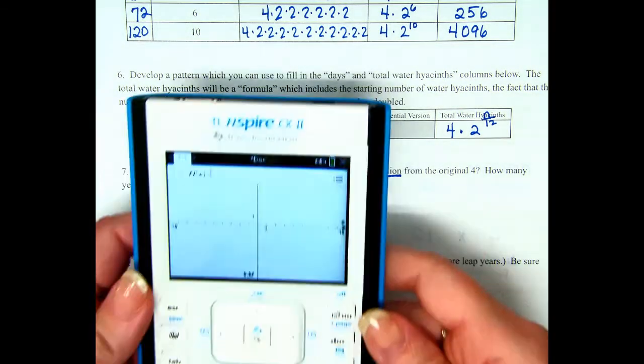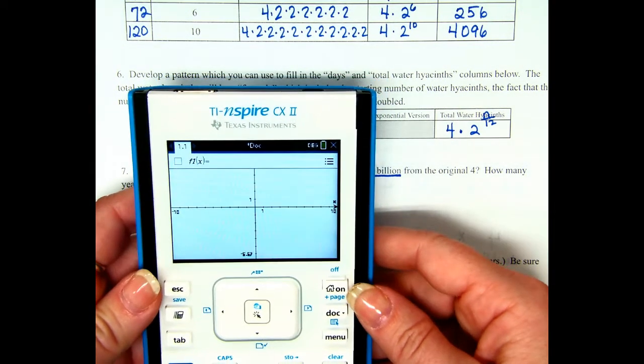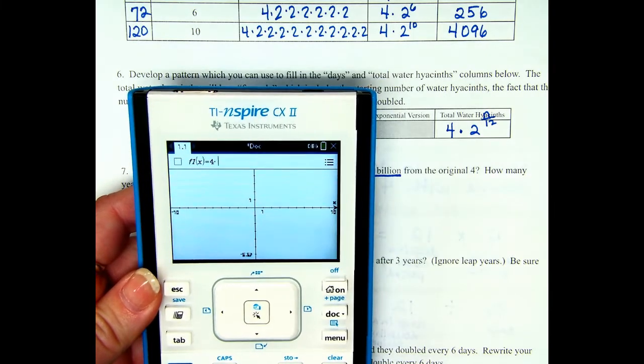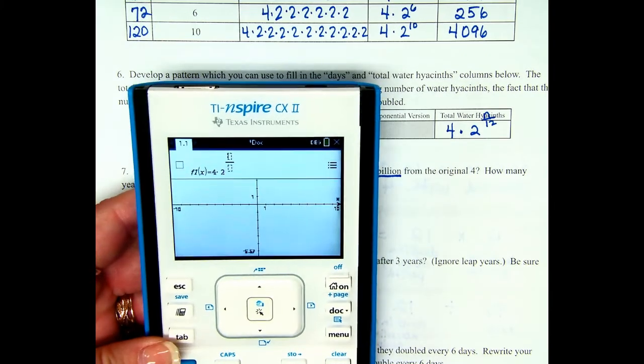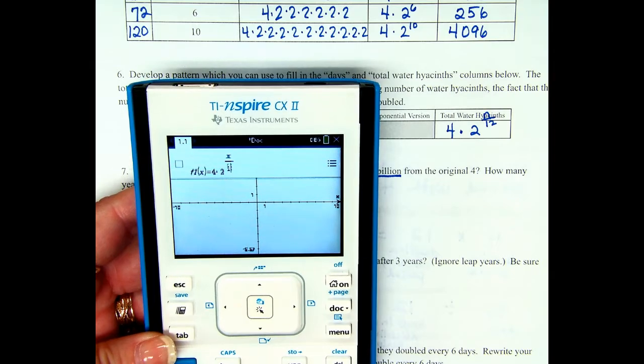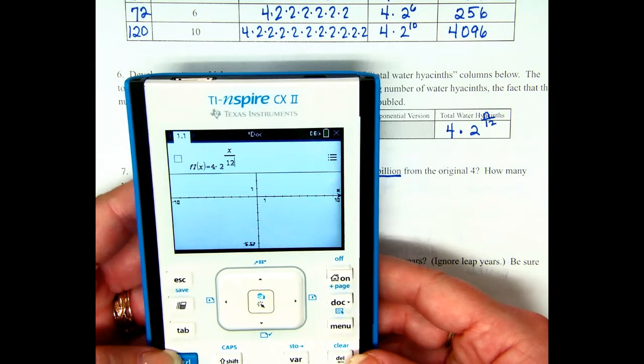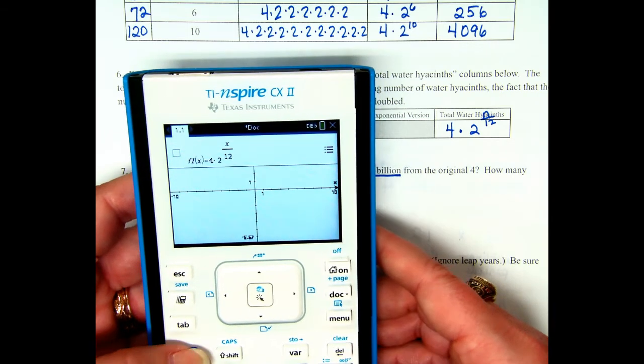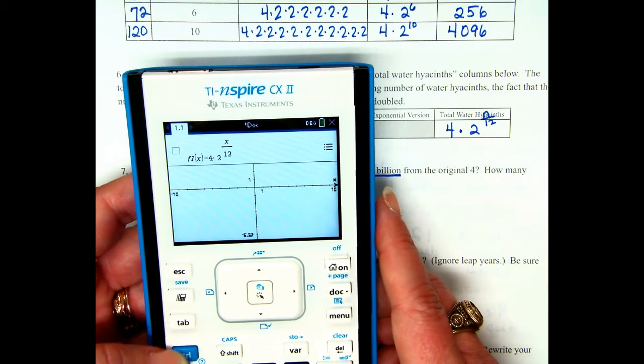Do you think I could put the equation into my calculator? In a graph? 4 times 2 raised to the x over 12 power? What could I do then? Go to the table? Control T. I said that. Control T.